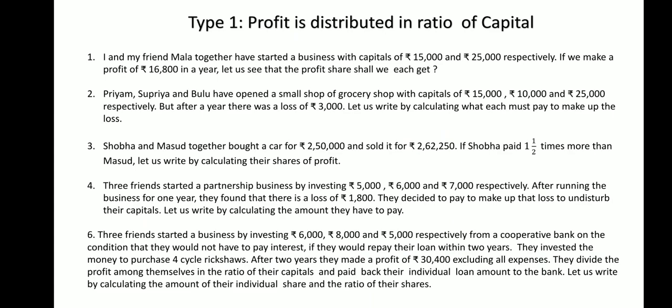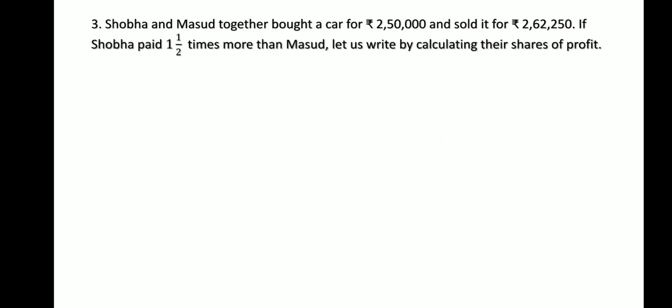What I have done is I have categorized the entire questions in the book Ganit Prakash into 4 different types. So we'll start with the first type of question here, where profit is distributed in the ratio of capitals. Note your questions 1, 2, 3, 4 and 6. From here we have selected 2 questions to solve. We start with question number 3.